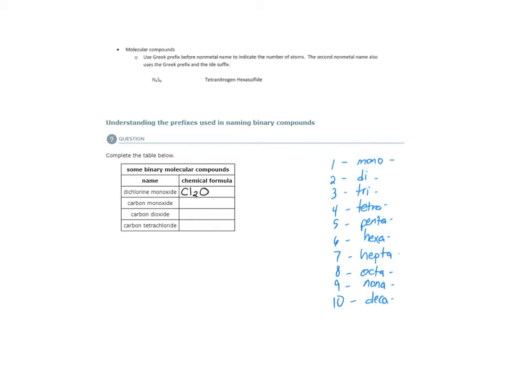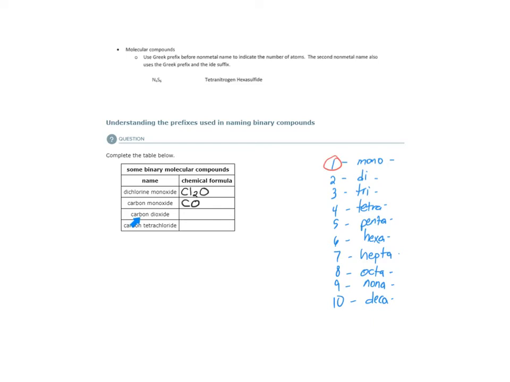So that tells me that in this case, I have 1 carbon atom. I also have 1 oxygen atom because the prefix mono is used for oxygen. So that exception only applies to the first nonmetal atom in a binary molecular compound. If I have 1 atom of the second nonmetal, I do still use the mono prefix. So the exception applies only to the first nonmetal.